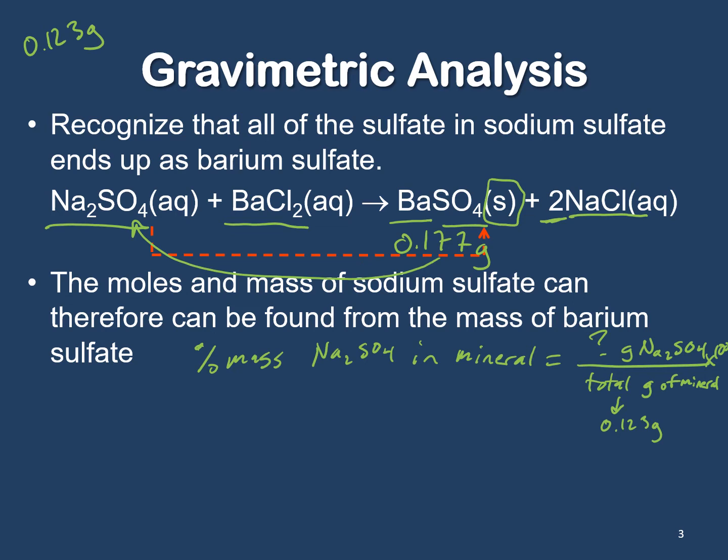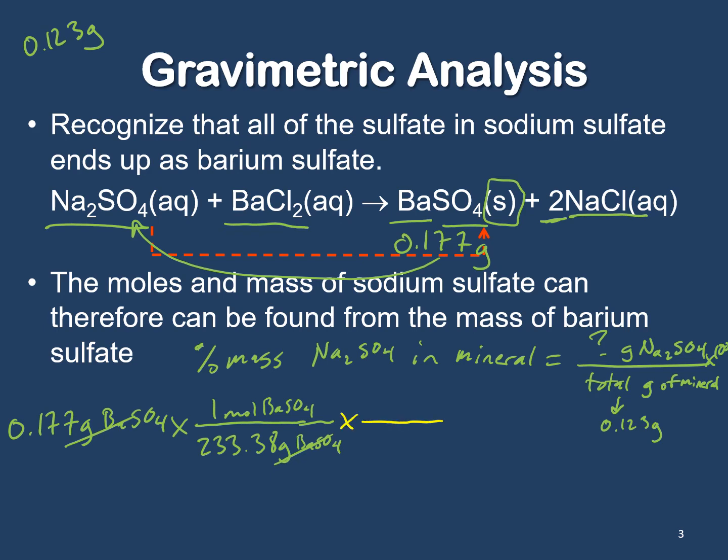Well, that's a stoichiometry problem, right? We have 0.177 grams of BaSO4. We need to get, hey, how many grams of Na2SO4 are there? Now, before we can do that, we need to get moles of barium sulfate. So let's calculate the molar mass, and that we can use to get moles. So if we calculate the molar mass of barium sulfate, we get 233.38 grams per mole of BaSO4. All right, so we can see that the grams of barium sulfate are canceling and we're left with moles.